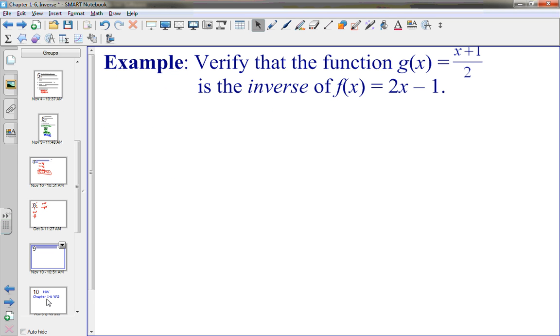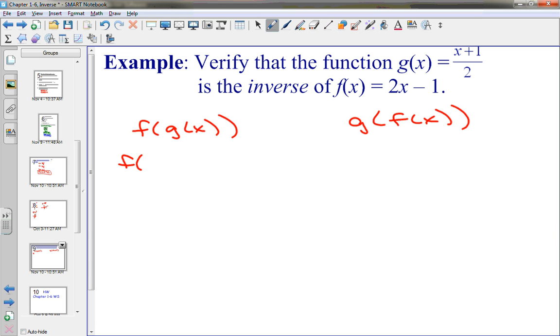Verify that the function g of x is the inverse of f of x. How do I verify if two functions are inverses? Well, you can find the inverse of each one. Oh, thank you. The last step tells us to compare the compositions. What should the compositions always equal? This is number 5 that you wrote down. Compositions should always equal x.